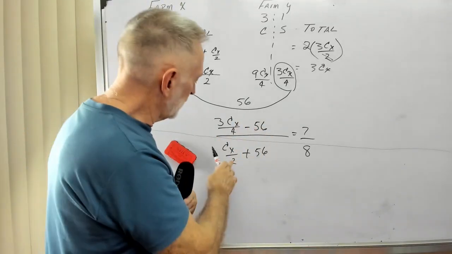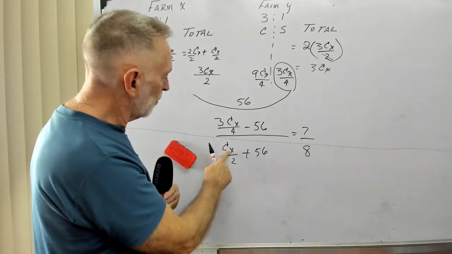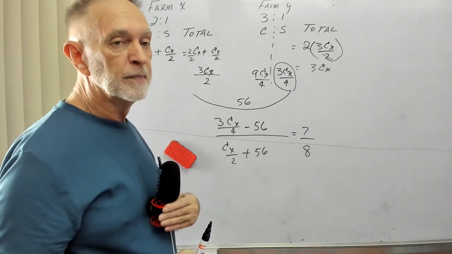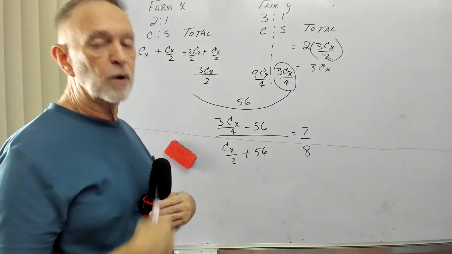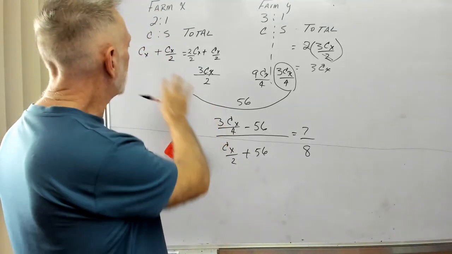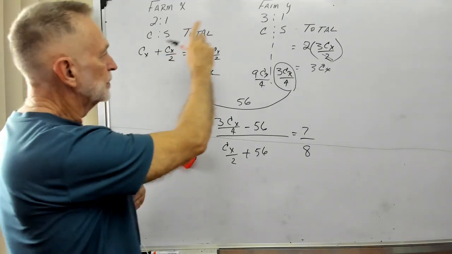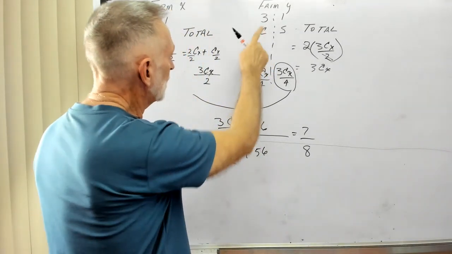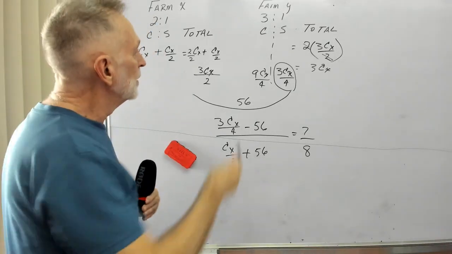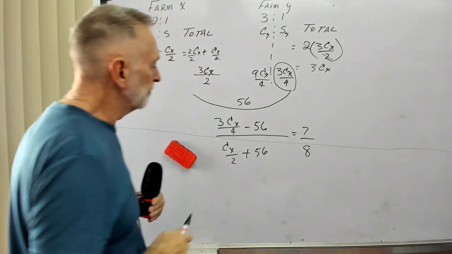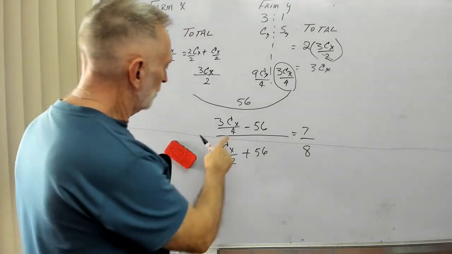Now, out of all of this, you'll notice we only have one variable, and that's the cows on x. Of course, the question is asking, what are the cows on y? But if I can solve for how many cows they had on x, I can now plug that in here and get the cows on y. Matter of fact, I'll add a subscript here.